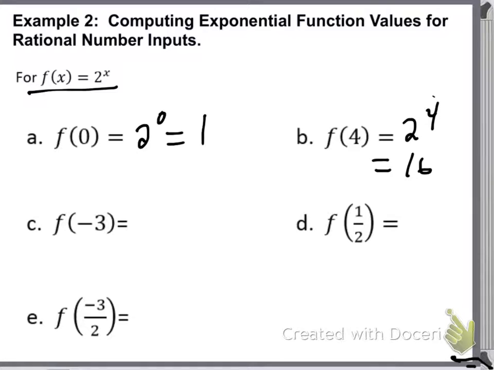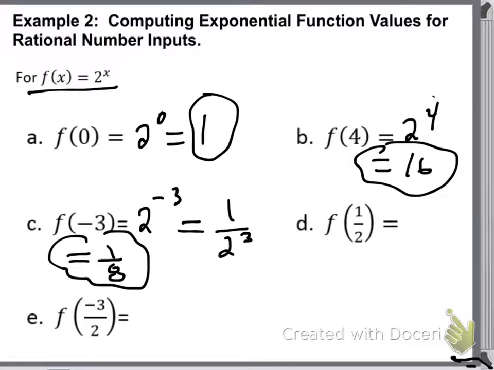f of -3 is going to equal 2 raised to the negative 3rd power. We just did an example problem where we had a negative exponent, and how do we get rid of the negative exponent? We flip and switch. We take the reciprocal of 2, so it's going to be 1 over 2, and then switch the negative to positive 3 and write it underneath there. So 1 over 2 raised to the 3rd power is going to equal 1 over 8, or 1/8.